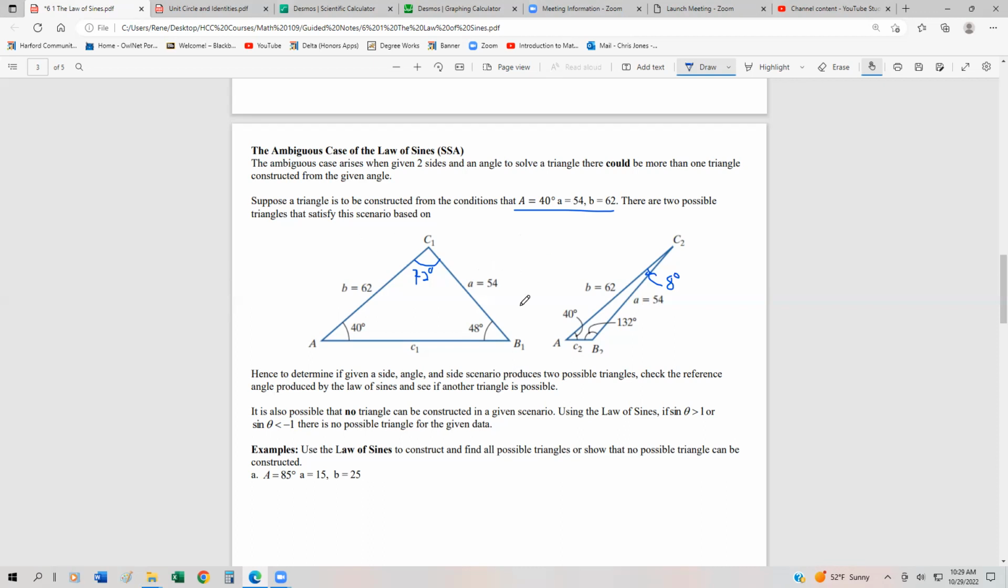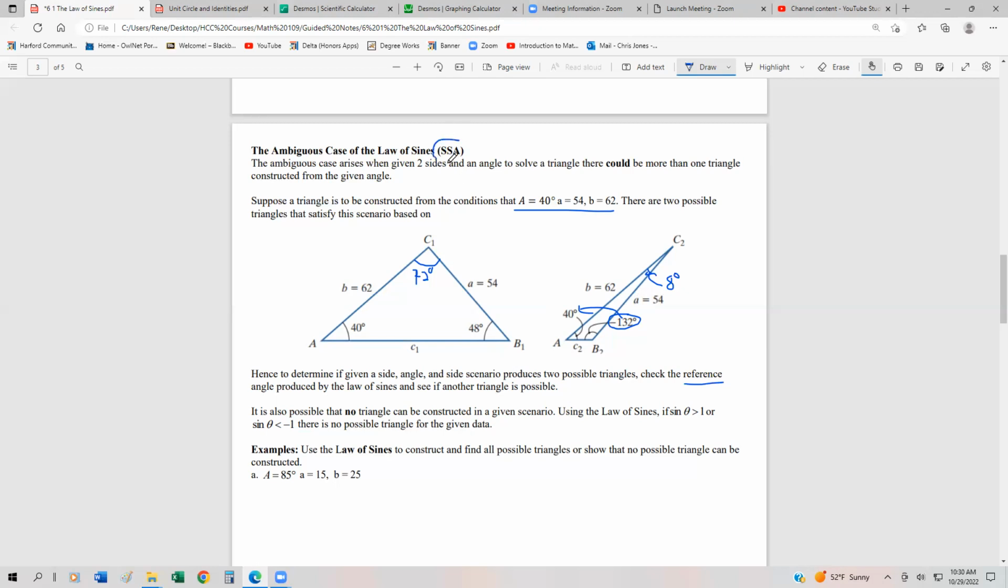So what we're really going to do is solve for one of the missing angles. Then we're going to see whether, if we take the reference angle in quadrant 2, that angle and the given angle add up to less than 180. That means there's going to be a second triangle. I'll show you this process in a few moments when we go through and do one of these. But that's the whole genesis for this.